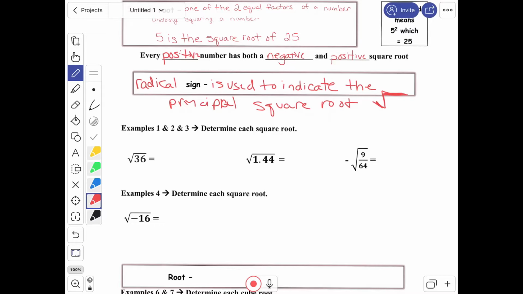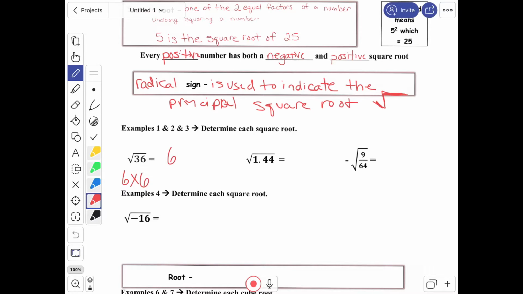Examples 1, 2, and 3, we're going to determine the square root. So we're trying to find the square root of 36. What times itself gets me 36? Well, 6 times 6 gets me 36. So 6 is the square root.